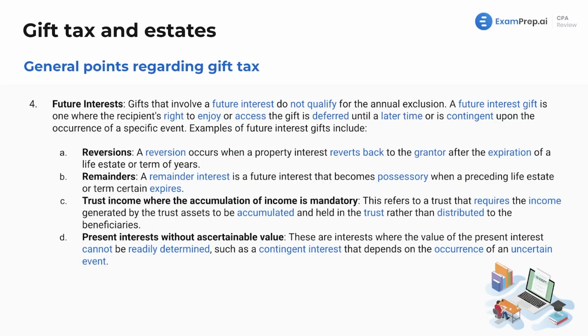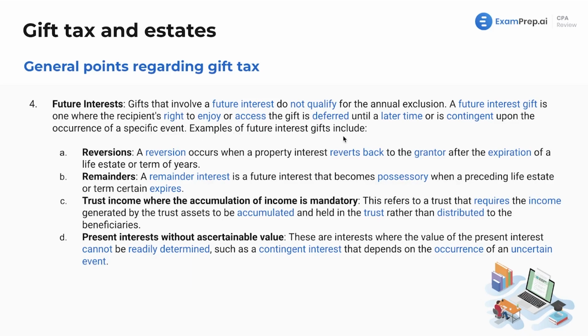Now, future interests. We talked about present interests. Future interests, gifts that involve a future interest, do not qualify for the annual exclusion, meaning you're going to have to pay tax on the full amount of transferring it. A future interest gift is one where the recipient's right to enjoy, again, hopefully they enjoy it, or access the gift is deferred until a later time or is contingent upon the occurrence of a specific event. When pigs fly, you'll get $1 million from me, right?